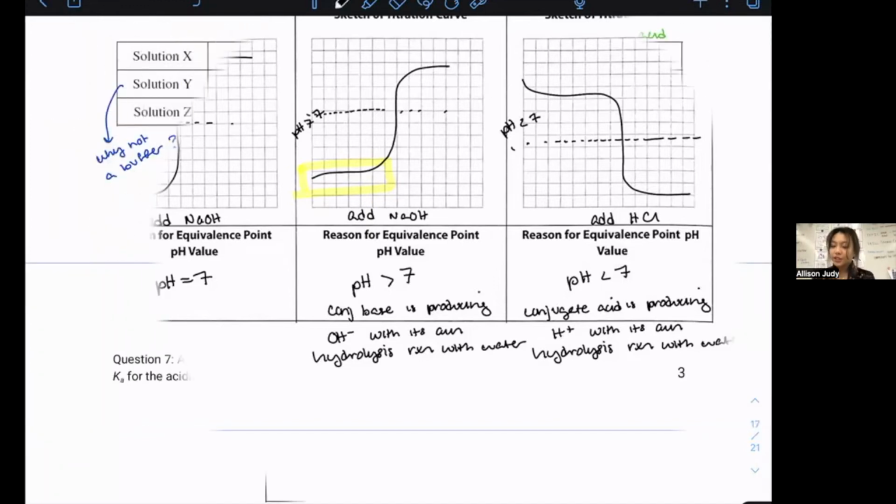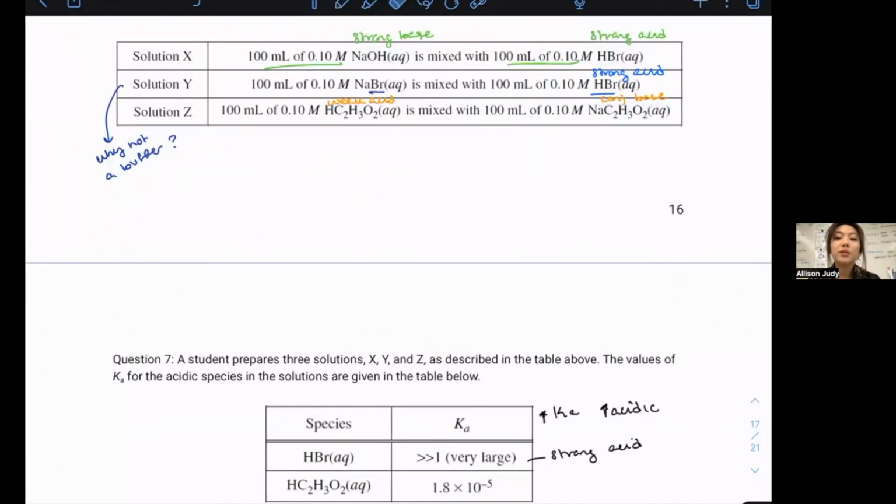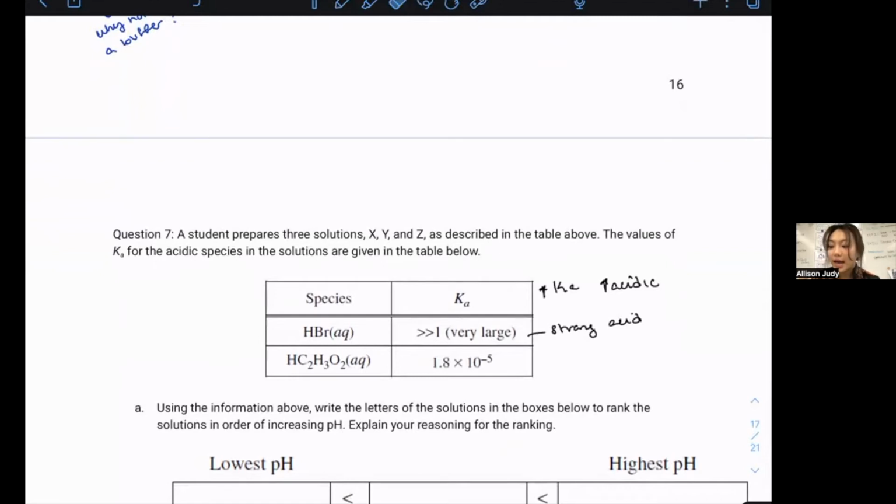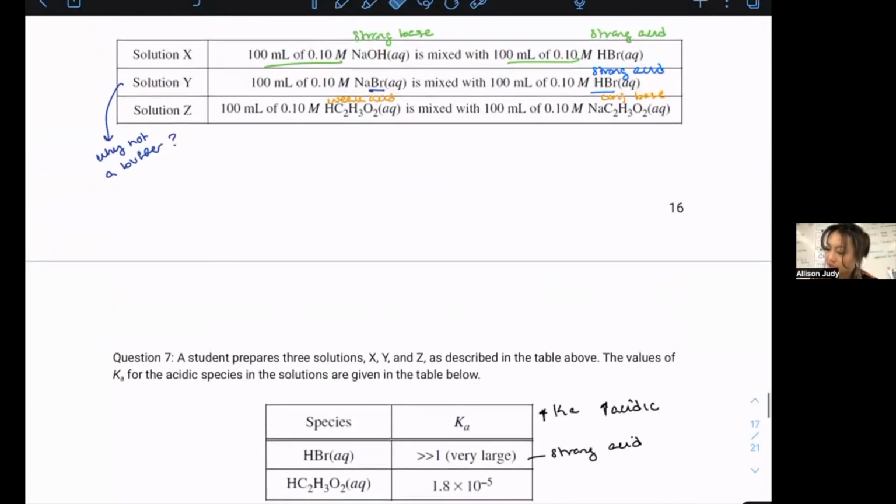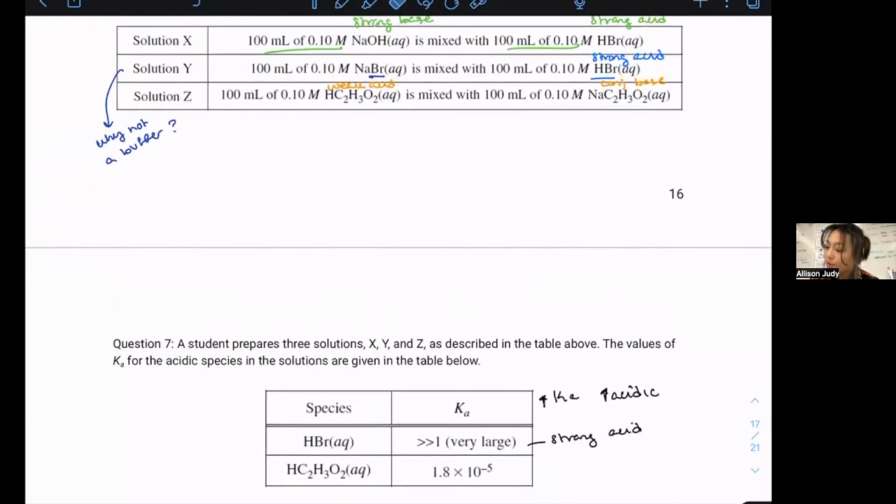Let's go ahead and hop down at question 7, AP question 7 in your workbook on page 17. And the relative data table that will be needed is going to be at the bottom of page 16. So what we're going to be asked here to do is kind of summarize our understanding of acid-base behavior with respect to buffer solutions. So a student prepares 3 solutions, X, Y, and Z, as given in the data table above. And we do have the values of Ka given below.